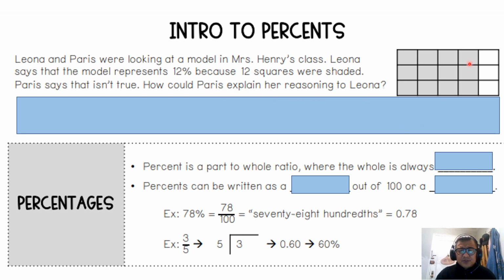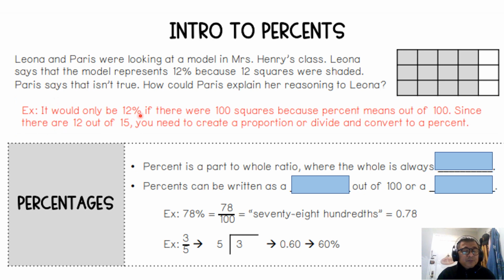Okay, do you agree that this is 12%? What do you say? Yes, that is totally wrong. It would only be 12% if there were 100 squares because percent means out of 100. Since there are 12 out of 15, you need to create a proportion or divide and convert to a percent. So this is not 12%.